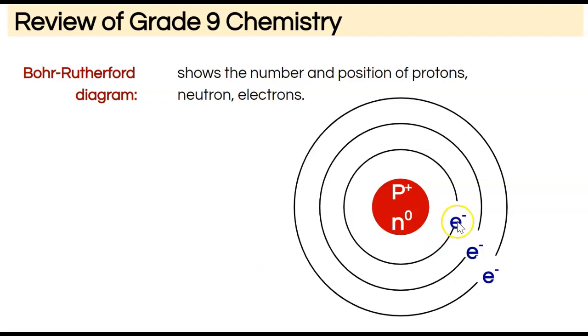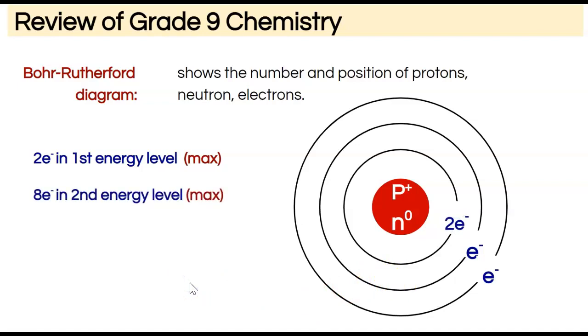How many electrons go in that first energy level, right next to the nucleus? Well, that first energy level can hold a maximum of 2 electrons. What about the next energy level? The next energy level can hold a maximum of 8 electrons, and I'm going to talk to you about how we fill those in, just to remind you. And then in the third energy level, we can fit up to 18 electrons.